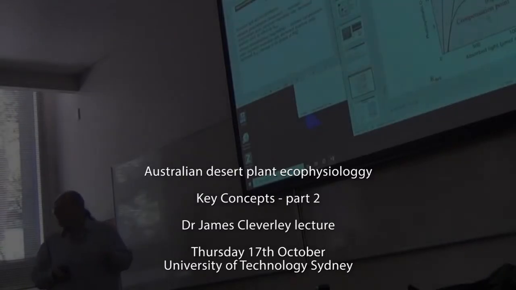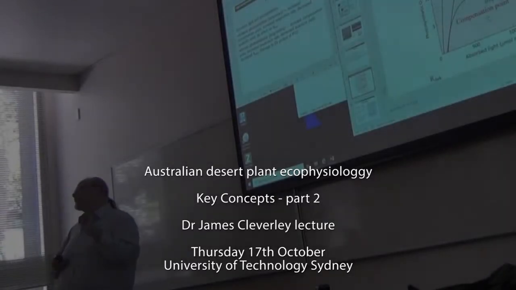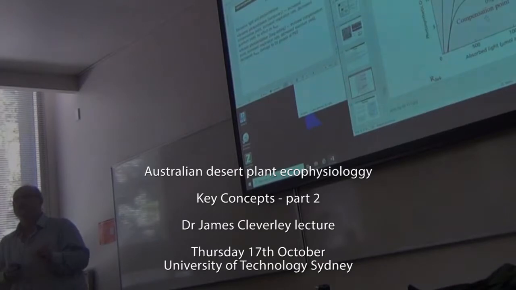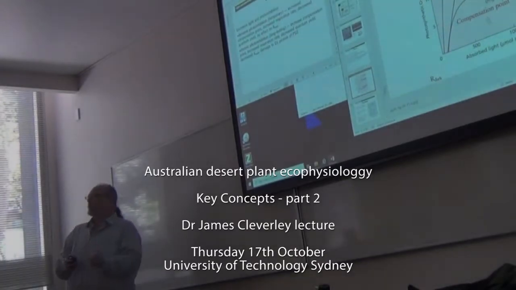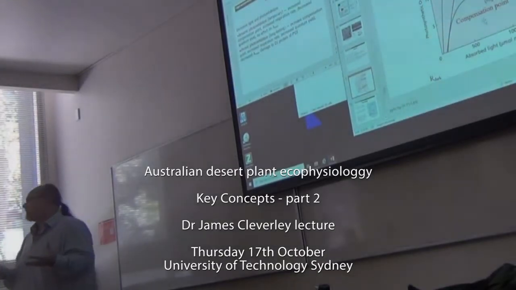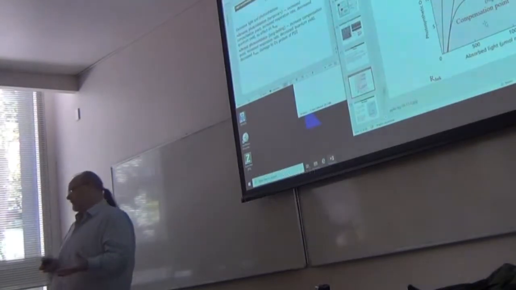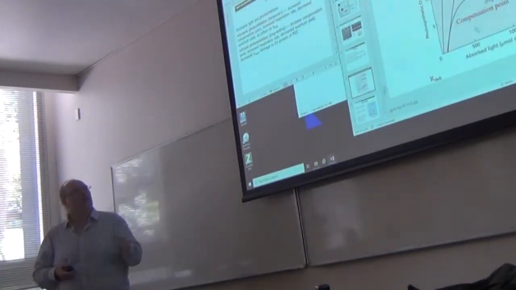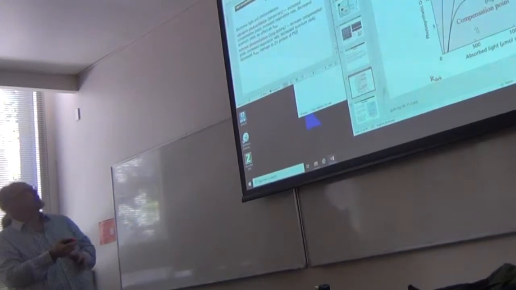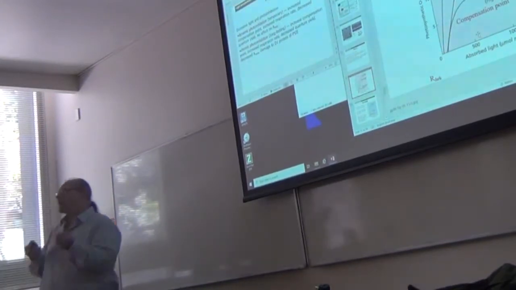All right. We talked about two kinds of photoinhibition. So when I say photoinhibition, I mean when the leaf gets too much light. Too much light can damage a leaf. You can have dynamic photoinhibition, which is temporary.